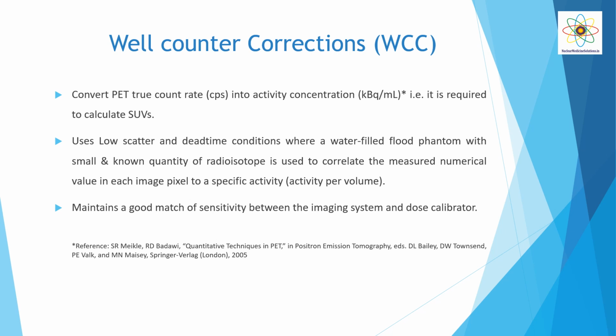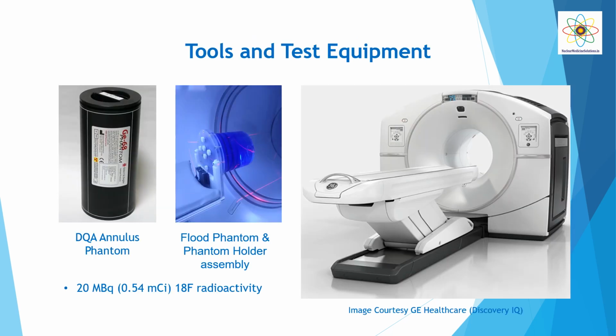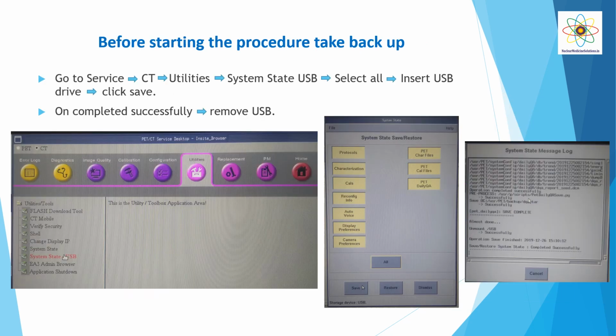Now let's see what tools are required. First is the DQA annulus phantom, flood phantom and phantom holder assembly, 20 megabecquerels of 18F radioactivity, and of course the GE Discovery PET-CT machine. Before starting any procedure, we should take a backup of all protocols and procedures. So let's do that first.